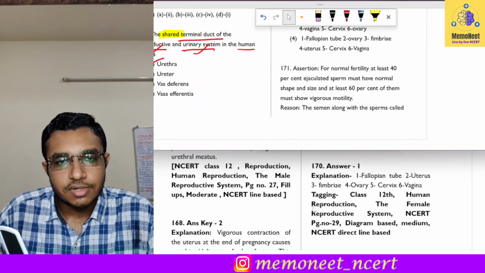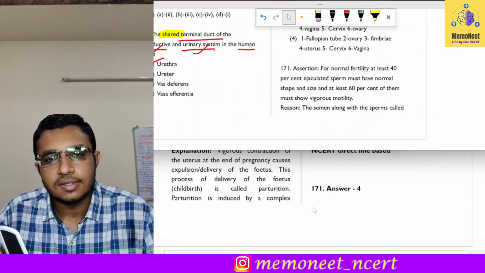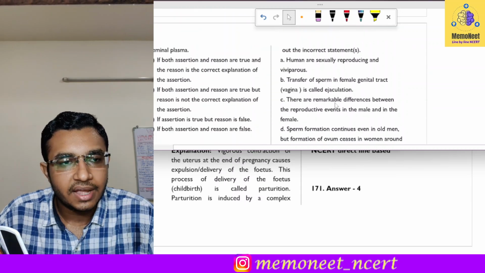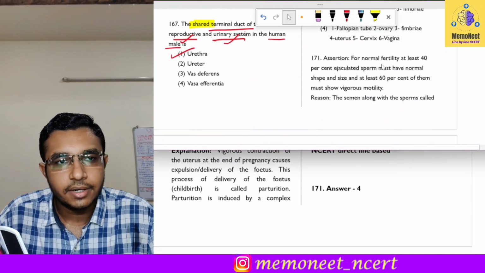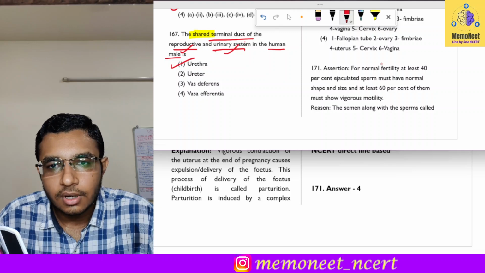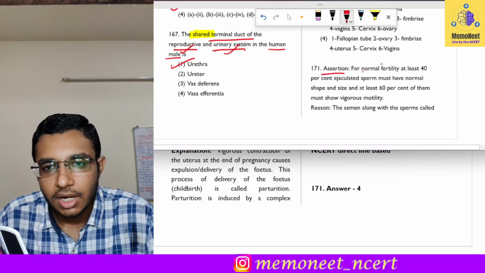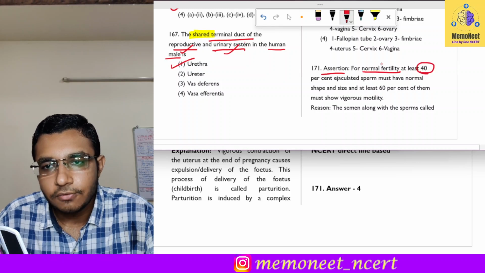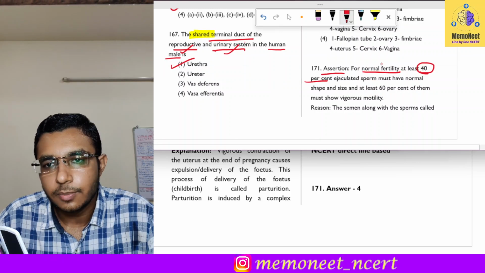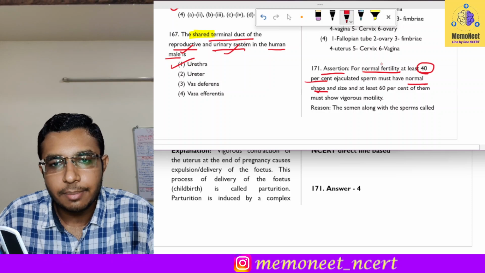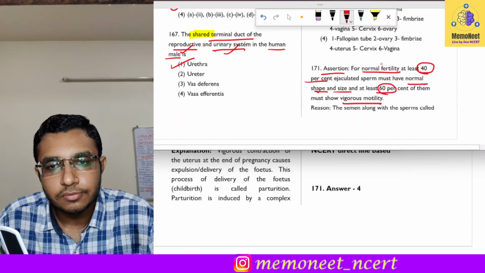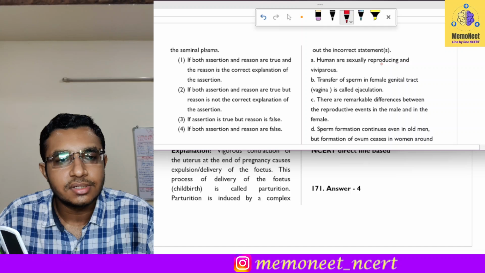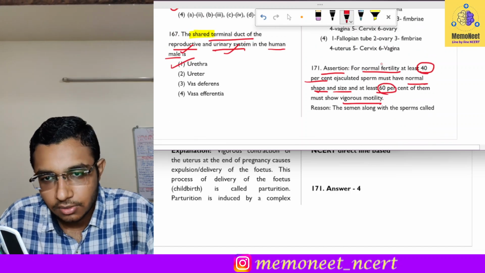Next question is question number 171. So it is an assertion reason type of question, and it states that the assertion states that for normal fertility, at least 40% of the ejaculated sperms must have normal shape and size, and at least 60% of them must show vigorous motility. So is the assertion correct first of all? So no, the assertion is incorrect.